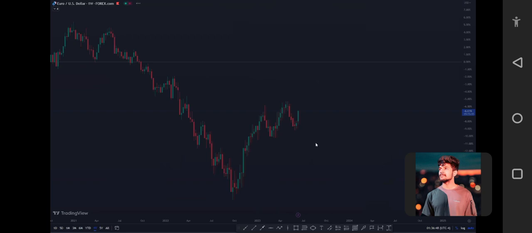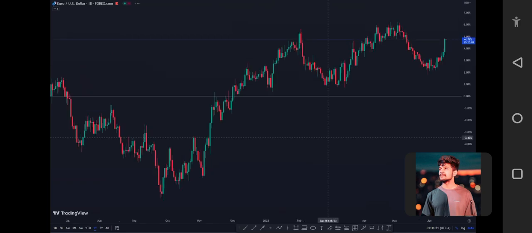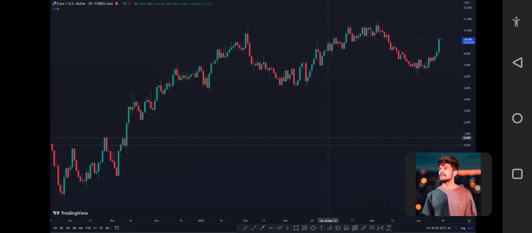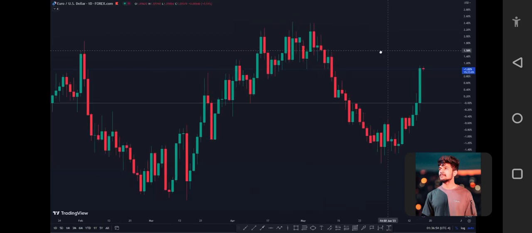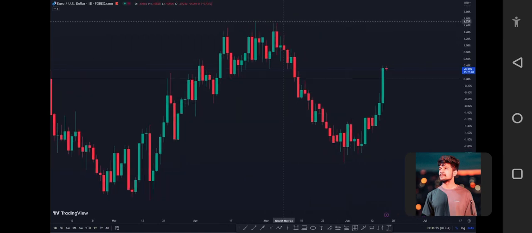The majority of the time you should be spending is really on the daily, I think, because daily is more clear. Okay, so in the dollar index, market maker sell model. So what are we going to do here? Market maker buy model.